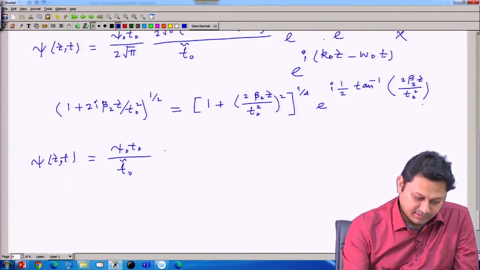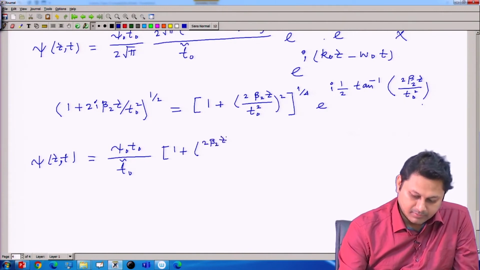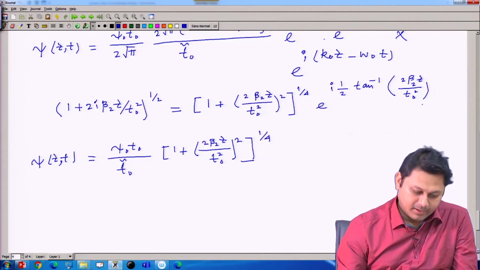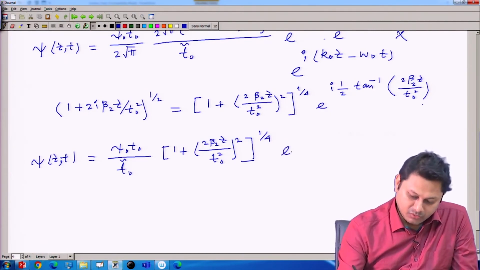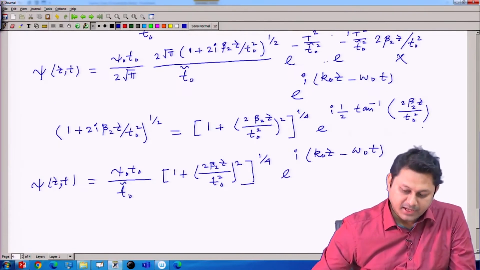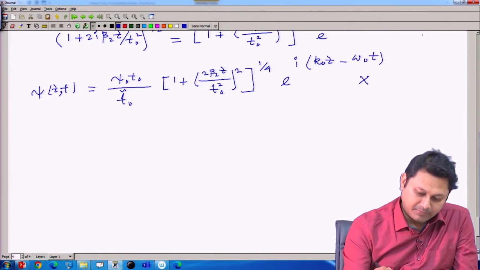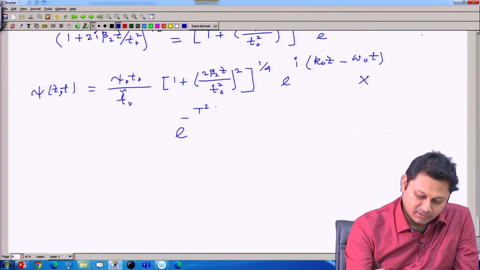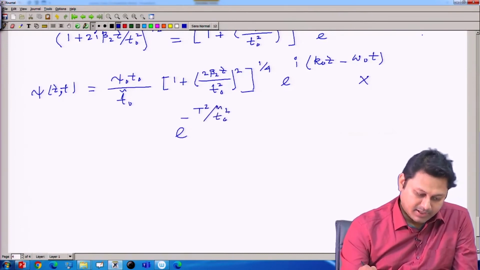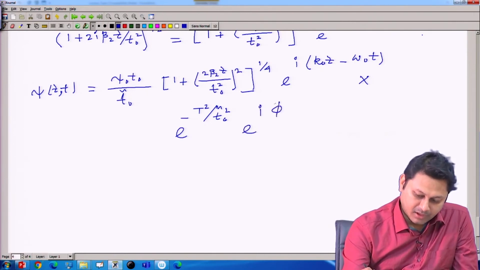So I write it as (1 plus 2 beta 2 z divided by T0 squared) whole to the power 1 by 4, that is fine, and e to the power of i, I just write the propagation term in this way. After that, I need to write this term, which is the envelope and phase, so the overall phase. So it should be multiplied by the envelope term, which is very important, e to the power minus t squared divided by T0 tilde squared, and then e to the power of i, a full phase term.